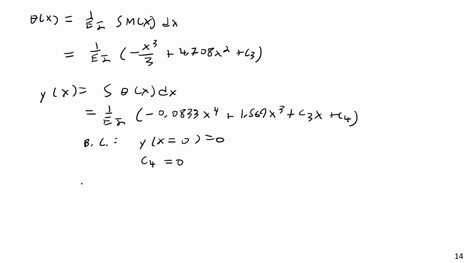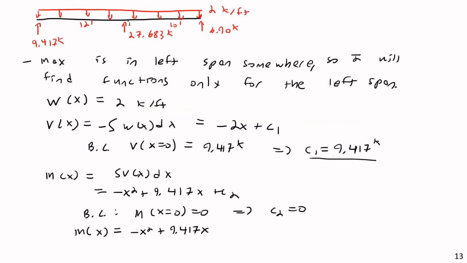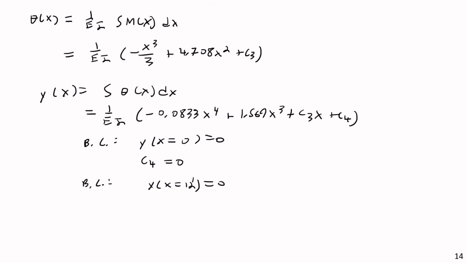Then I can use another boundary condition, and that is that y at x equals 12 also has to be equal to 0. So even though on this beam here I didn't show it, I basically removed it as a support, in reality it still is a true support. It's not actually going to deflect at all there. So I'm going to say that the vertical deflection there has to be equal to 0.